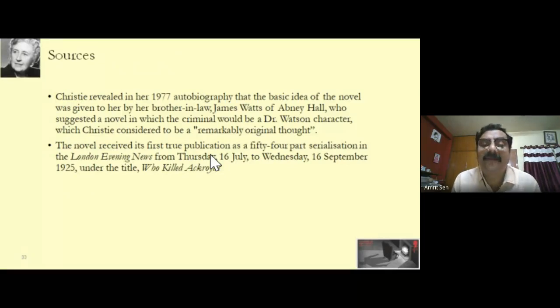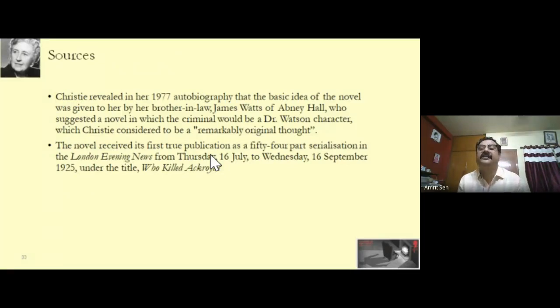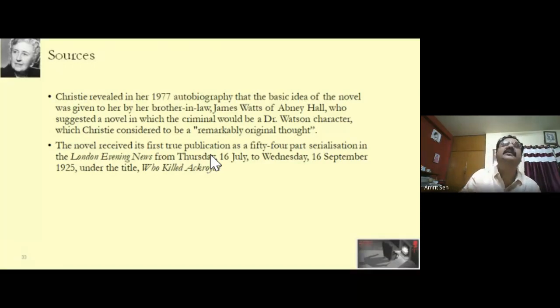Right. Now, in 1977, in her autobiography, Agatha Christie suggested that the basic idea of the novel was given to her by her brother-in-law James Watt of Abney Hall, who suggested a novel in which the criminal would be a Dr. Watson character. So she was given the idea: why not make the confidant of the detective the criminal, which Agatha Christie considered a remarkably original thought.